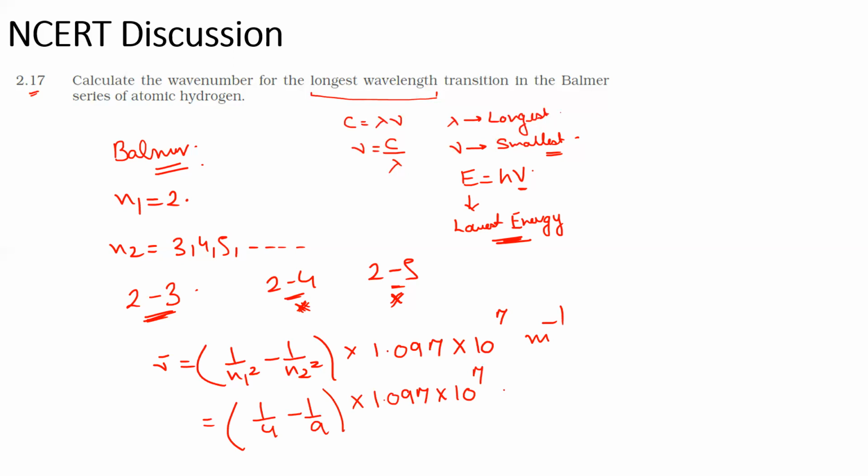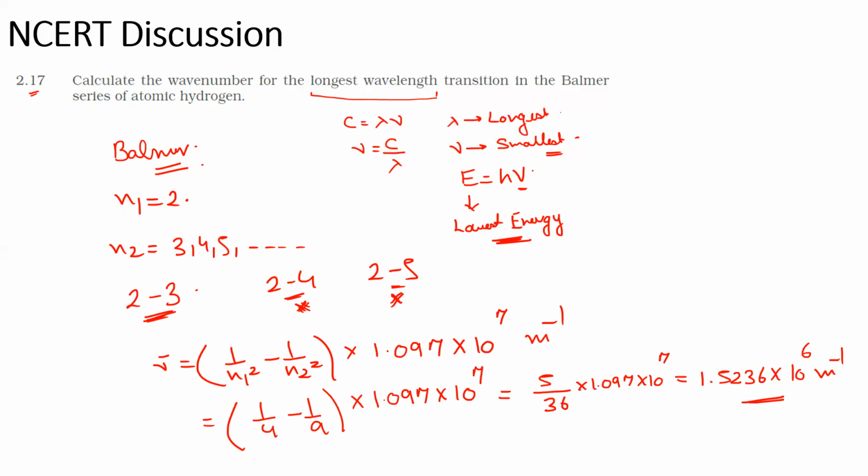If you calculate, this is going to be 9 minus 4, 5 by 36 into 1.097 into 10 to the power 7, which is equal to 1.5236 into 10 to the power 6 meters inverse. So this is the wave number for the longest wavelength transition, or the lowest energy transition, in the Balmer series of atomic hydrogen.